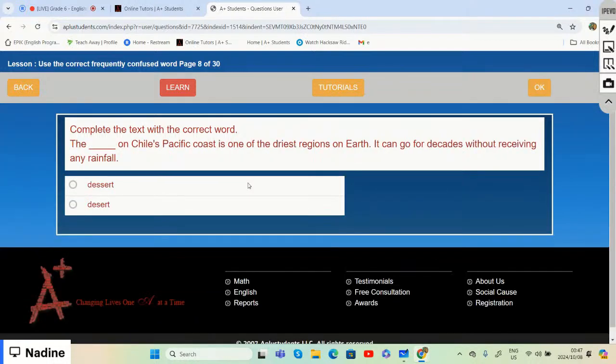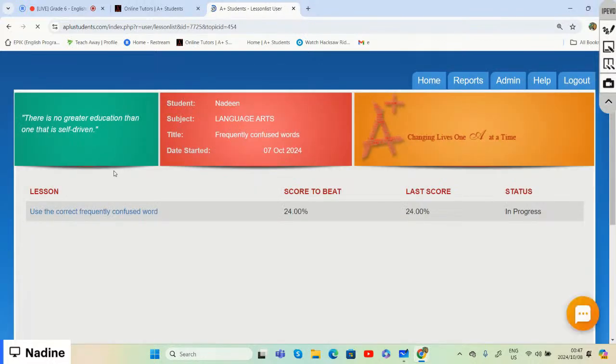All right, so this is now the end of our lesson on frequently confused words. And remember, we said frequently confused words are words with similar meaning, similar spelling, or similar pronunciation. That kind of confuses us, because now we don't know which one to use. But this is the end of our lesson.